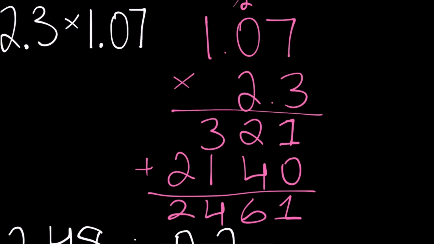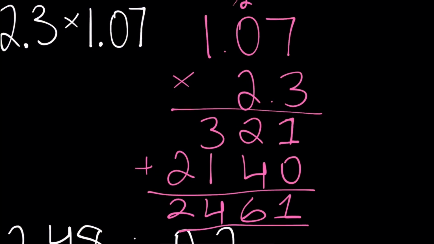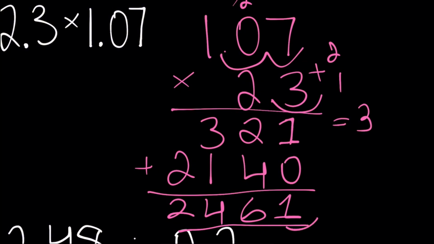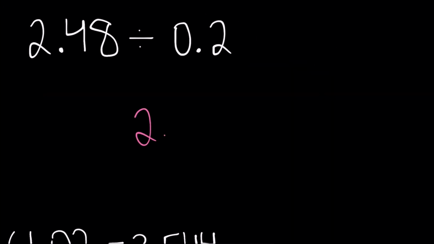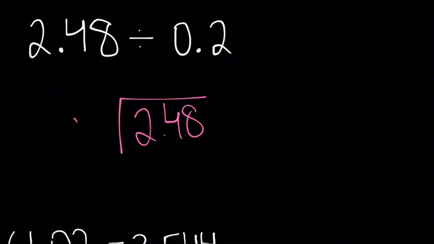So next you're going to add the amount of decimal places in each of these numbers, and however many decimal places you get as a total is how many decimal places this total will be in. So 1.07 has 2 decimal places, and 2.3 has 1 decimal place. So that's 3 decimal places in total, and that's how many places your decimal will be in your answer. So 1, 2, 3. So your answer is 2.461.